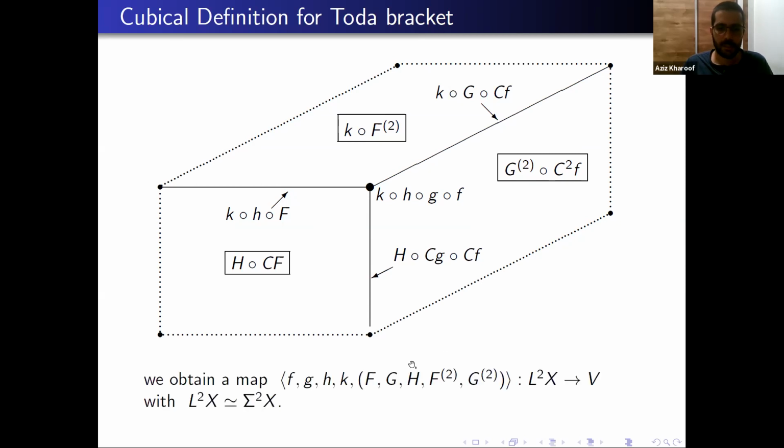So we get this map. This is something equivalent to the double suspension. We get this map. Okay, this is a second-order Toda bracket for four maps.